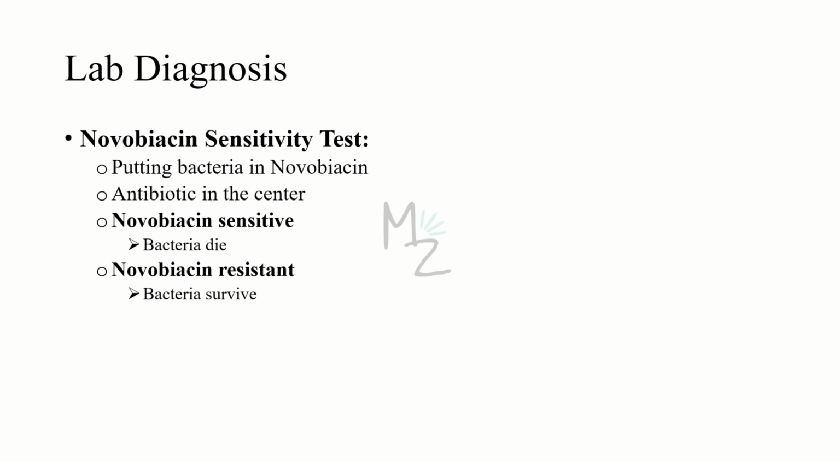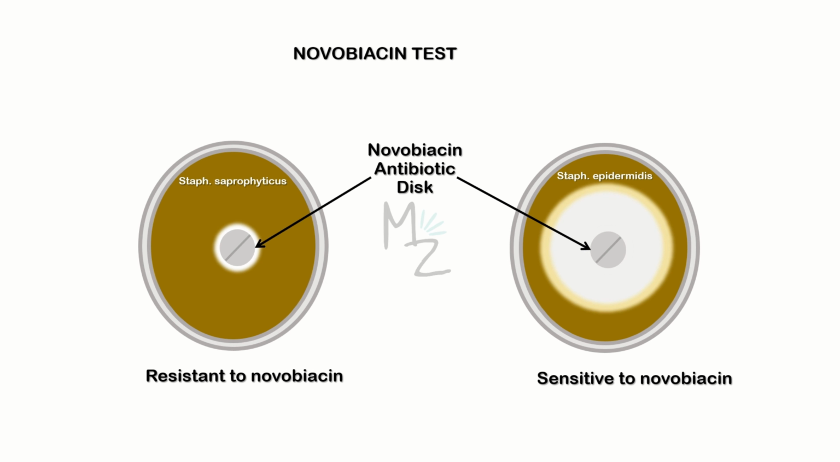This is actually putting bacteria in novobiocin, and we are going to know whether this bacteria is resistant or sensitive to the novobiocin. So if a bacteria dies, it is novobiocin sensitive, and if bacteria don't die, they survive, they are novobiocin resistant. Let's suppose we have a petri dish having a novobiocin antibiotic disc in the center and the other part of the petri dish is covered with the bacteria. If this bacteria survive in that situation, this is resistant to novobiocin.